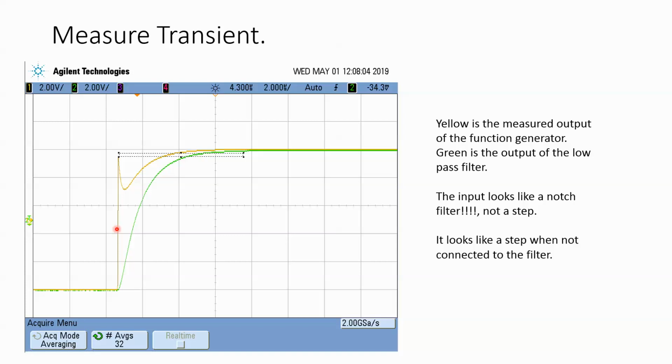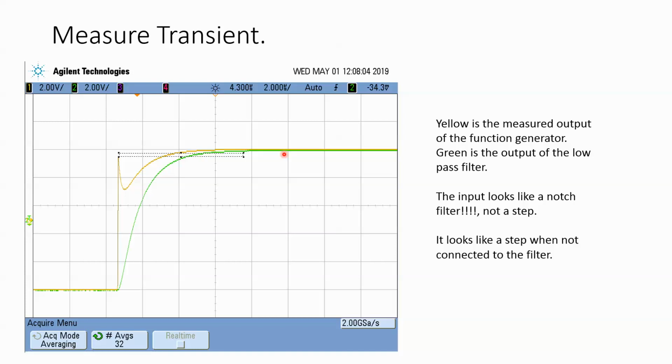When I connected it to the RLC circuit, it turned into a notch filter, which was surprising. The output can be seen in green, and again, that overshoot is kind of hard to see because it's just barely underdamped. But why is that notch filter there? There's the edge, it detected the edge, then it's getting rid of something in the middle, and then it goes back to DC.